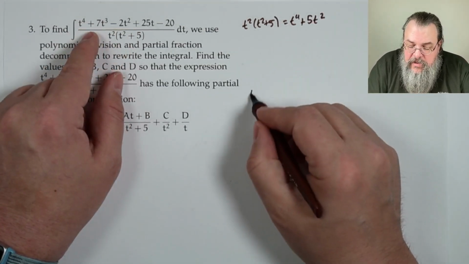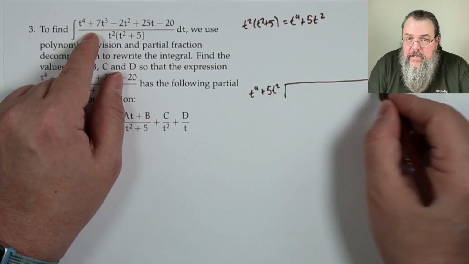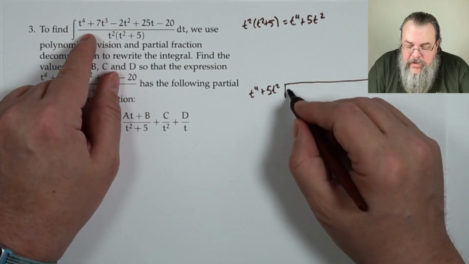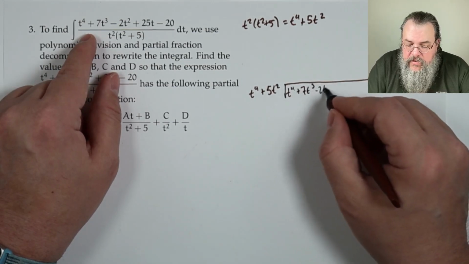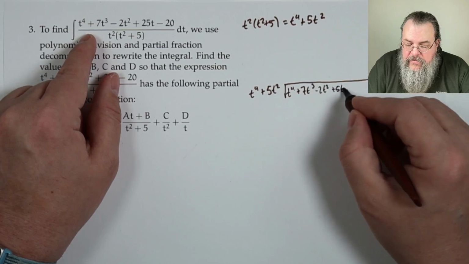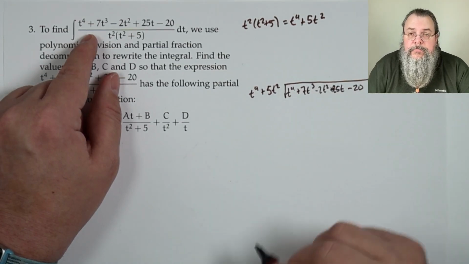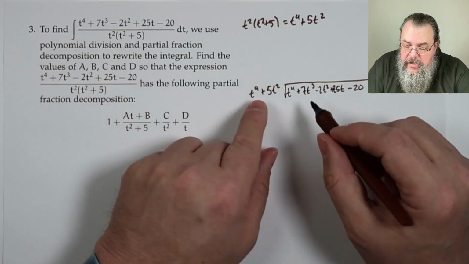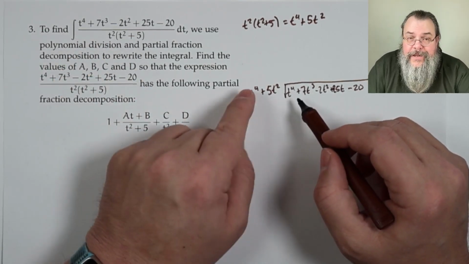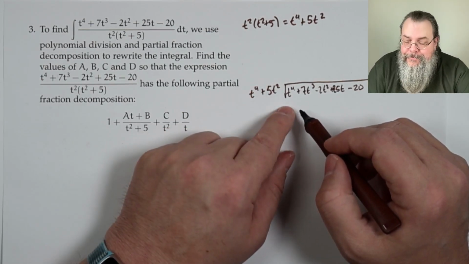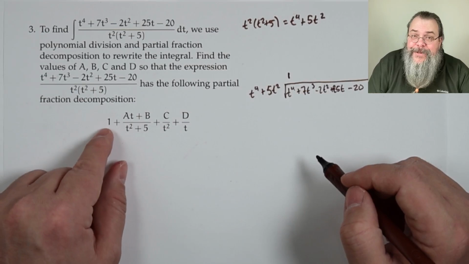So we're taking t to the 4th plus 5t squared, dividing into t to the 4th plus 7t cubed minus 2t squared plus 25t minus 20. There we go. All right, so we look at leading terms: t to the 4th, t to the 4th. What do you have to multiply t to the 4th by to get t to the 4th? 1. That's where that 1 came from, by the way.